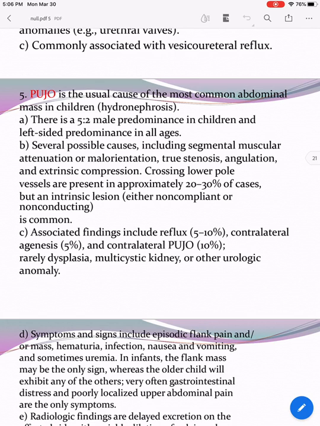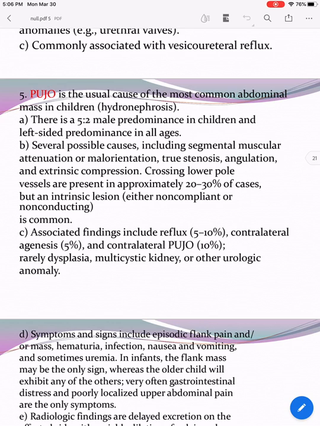In PUJ obstruction, we have to classify the etiology into two types: PUJ obstruction during adulthood and during childhood. The etiology during childhood is due to either segmental muscular attenuation, malorientation, or a true stenosis. It means absence of the muscle coat, absence of innervation, or a true stenosis, or sometimes extrinsic compression, sometimes presence of folds. These are called Oesling's folds, and these folds usually disappear later in postnatal life.